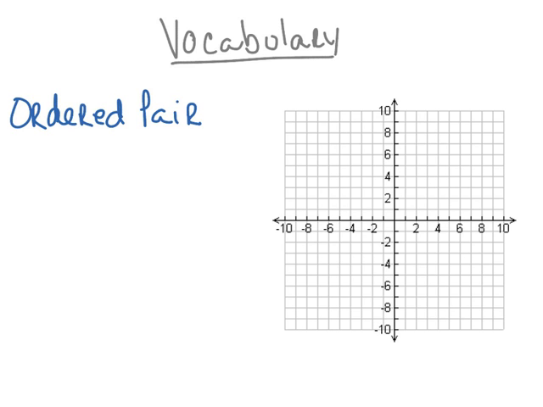The next term we have is ordered pair. Ordered pair simply refers to a point located on the Cartesian coordinate plane. So if I put a point here, that point is an ordered pair. And when we write an ordered pair, we describe the x first and then the y. So in this particular case, the x value on this point or ordered pair would be 4. The y value on that ordered pair is 5. So this is the ordered pair 4, 5.